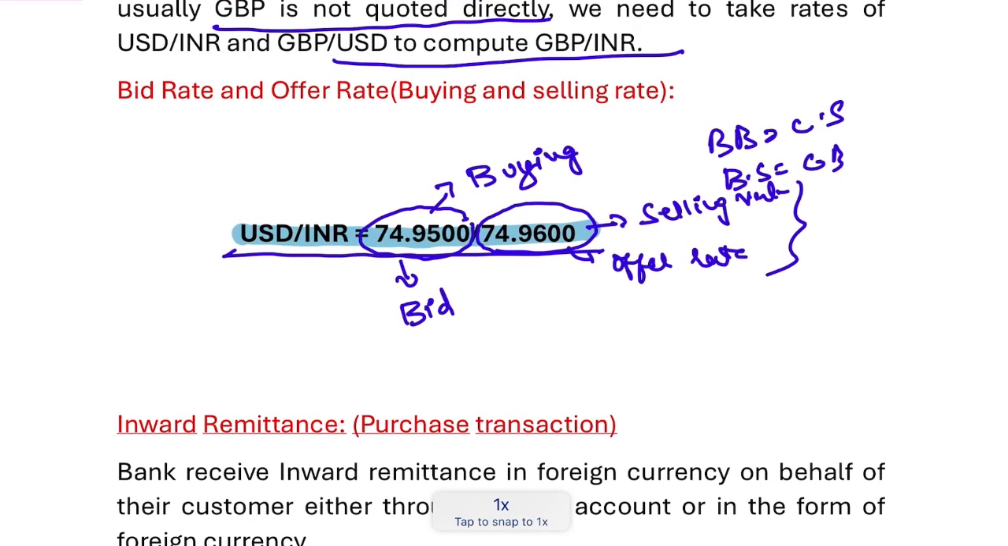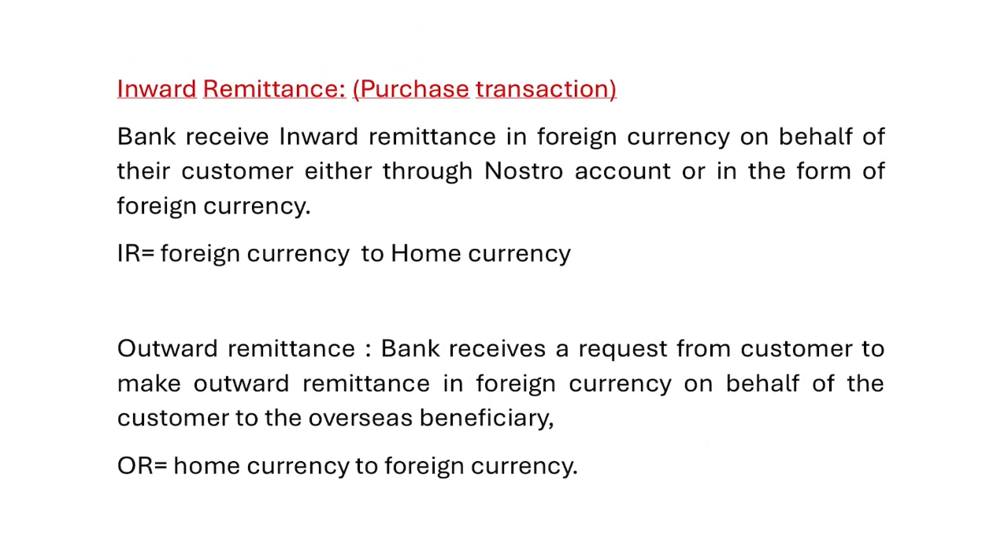Got it? And there is a concept called inward remittance and outward remittance. This is also one of the important ones. Inward remittance is what? Foreign inward remittance: the bank receives inward remittance in foreign currency. Suppose some NRI is staying in the US, or suppose our relative is staying in the USA, and he is sending money to our account. That is inward remittance. Inward remittance means foreign currency in. Outward remittance is foreign currency out.